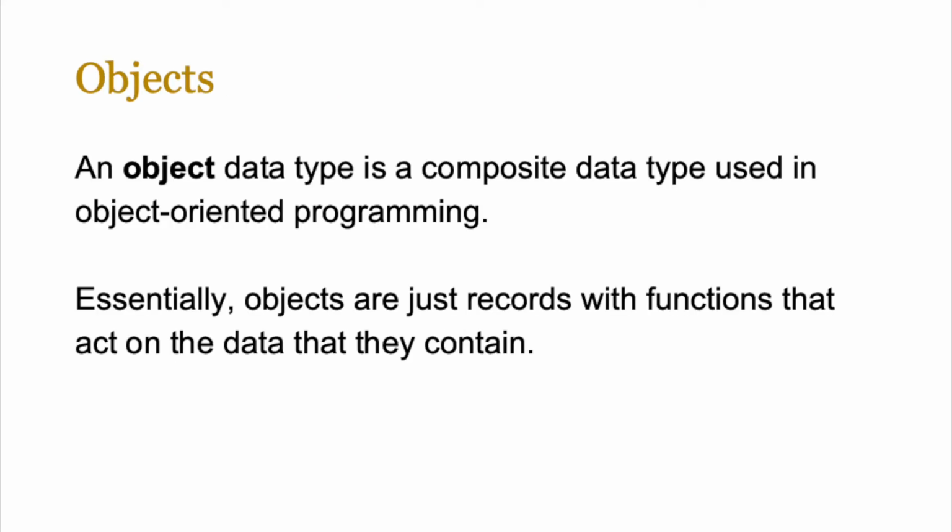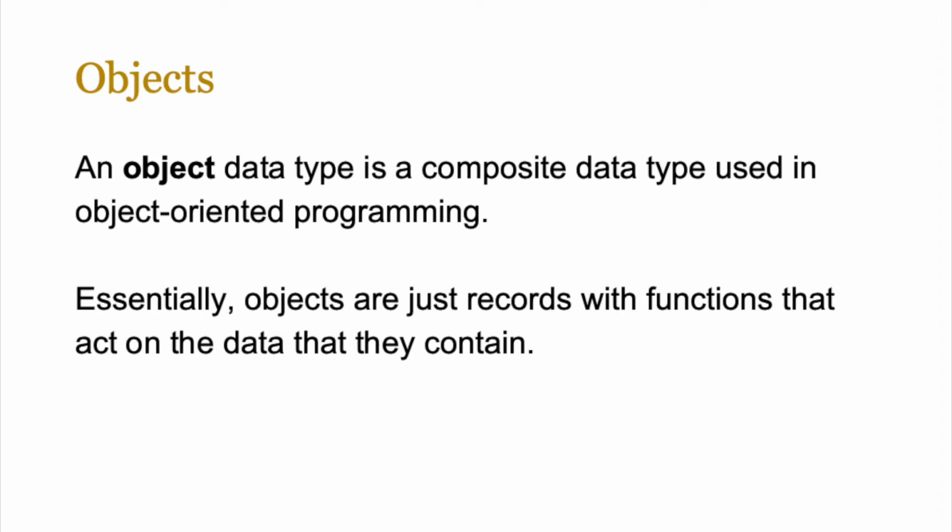So what about objects? An object data type is a composite data type used in object-oriented programming. Essentially, objects are just records with functions that act on the data that they contain. That's all there is to it. So you have a class, you make an object, and it'll have some functions or methods that can be applied to it. Whereas a record is a composite data type which just has data in it. So more or less, objects and records are the same thing.